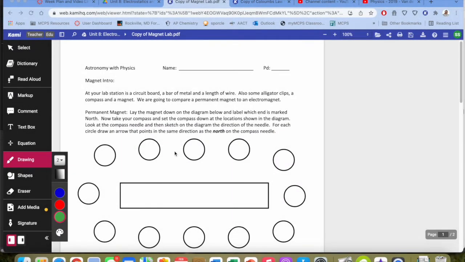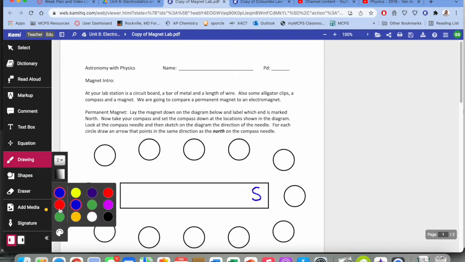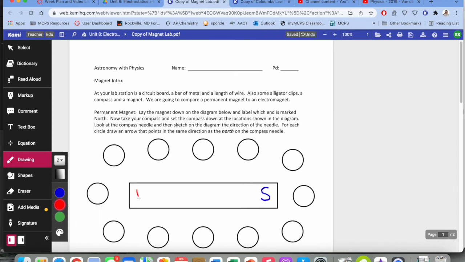When you're doing this lab activity, we had the permanent magnet on the table, and if you recall, we had south on the right, and so we would put an S for south over there so that we know what part of the magnet we're talking about. North was on the left, and so we want to label the two ends. So you labeled the two ends of your magnet here.